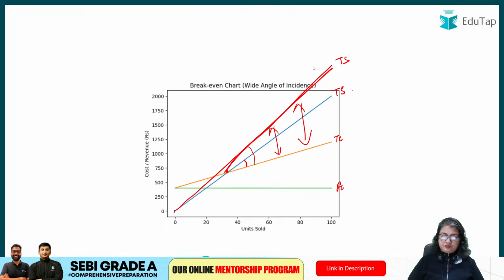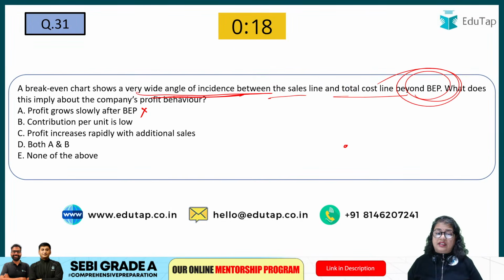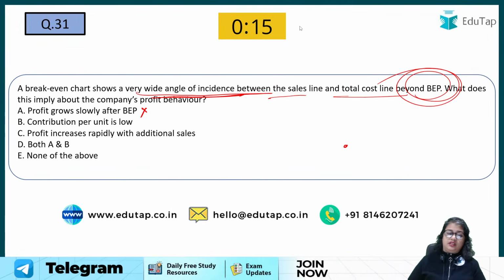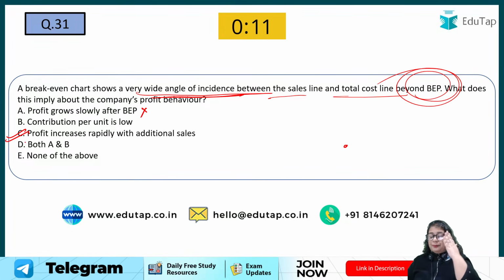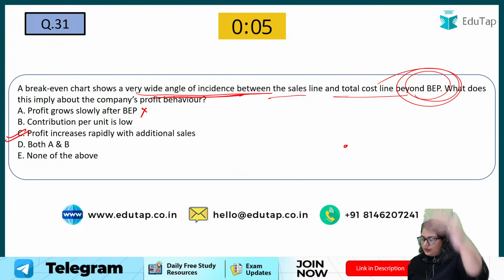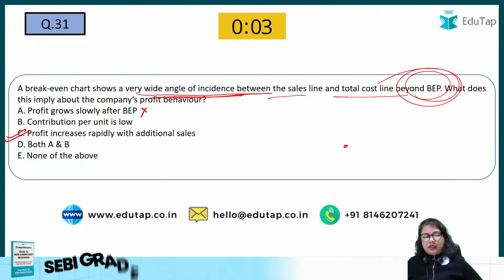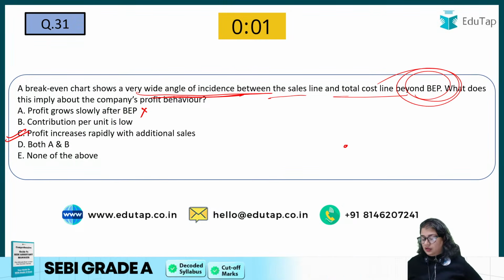Then profit increases rapidly with additional sales. So yes, this answer is correct. It increases rapidly with the additional sales. That is, the more our sales increase, the faster our profit will increase, right? So the answer is C. I hope everybody got it correctly.